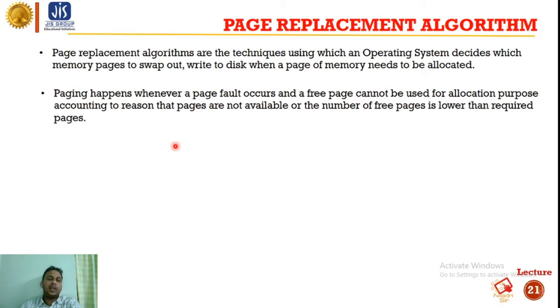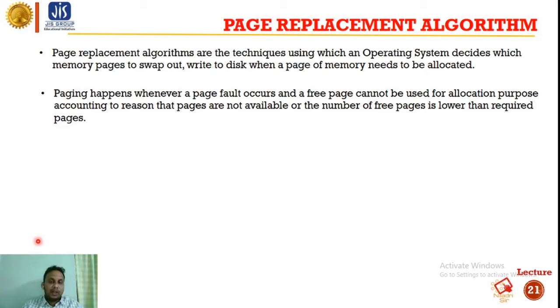Page replacement happens whenever a page fault occurs and a free page cannot be used for allocation, either because pages are not available or because the number of free pages is lower than the required pages. In the previous case, as we illustrated, 1 to 3 are in the memory and 4 is to be inserted. As 4 was not in the memory, there is a page fault.